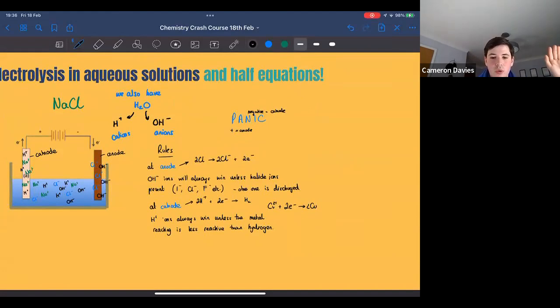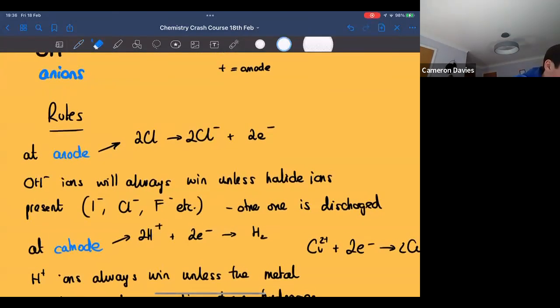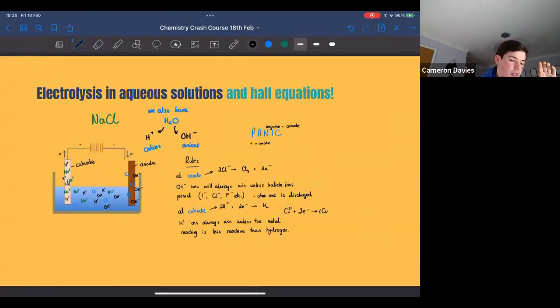The one that's discharged is not the one that appears in the half equation. The one that appears in the half equation is the one that won, the one that's actually produced. So for the anode, chlorine was the one that was successful because chloride is a halide ion. And for the cathode, hydrogen won because sodium is more reactive than hydrogen, so it doesn't win over the hydrogen ions. Sodium was just discharged and hydrogen was produced.